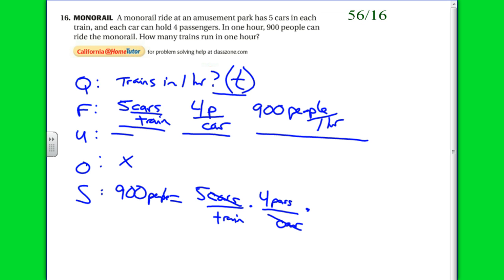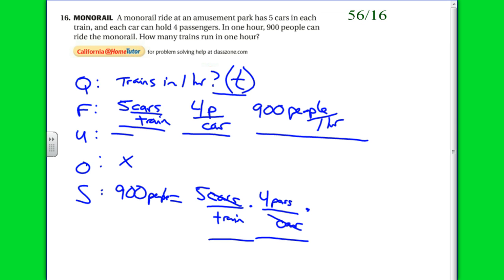Okay, so there's something else we need then. We have 900 people total, and it depends on the number of cars per train, the number of passengers per car, and what else? We already have how many people per train, don't we? We have 20 people per train, and what else do we need? We need the number of trains. So do we have that? No. Where would that go then? Or how would you use the number of trains?